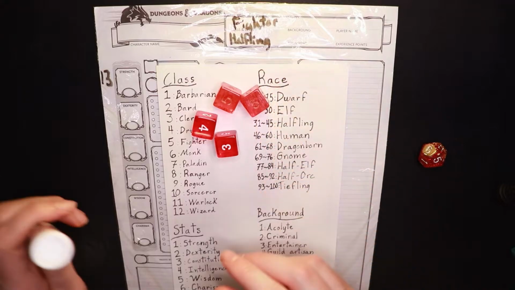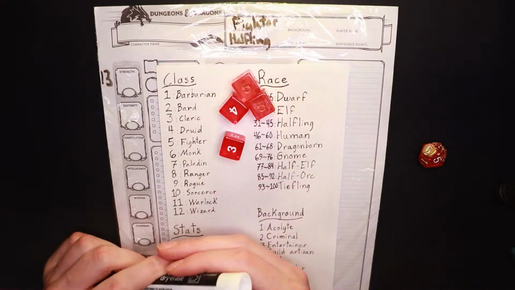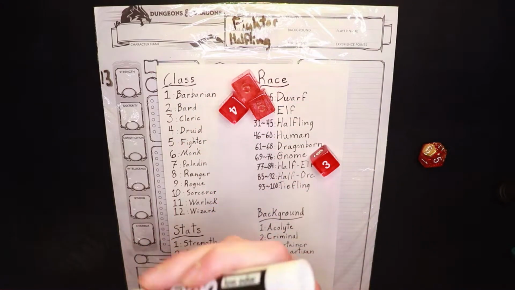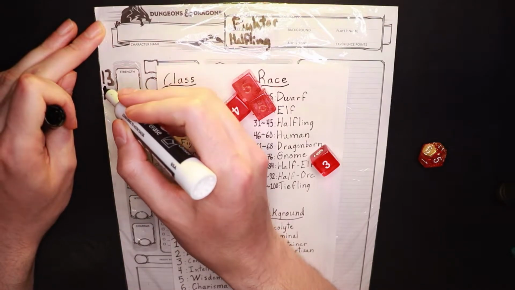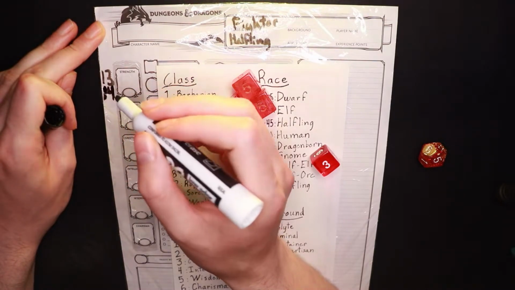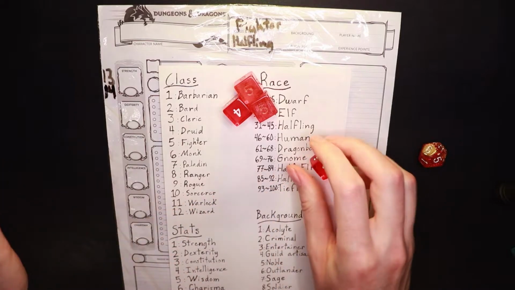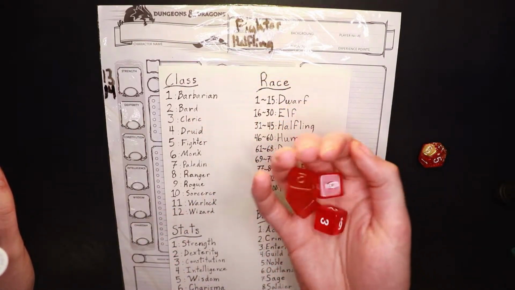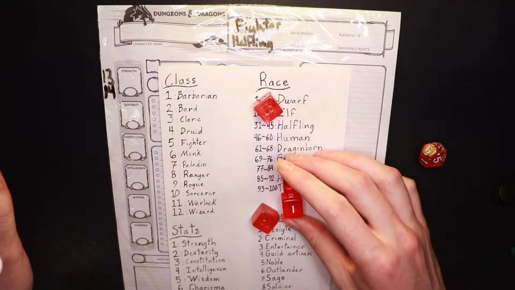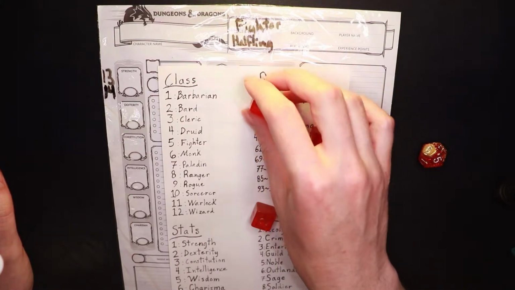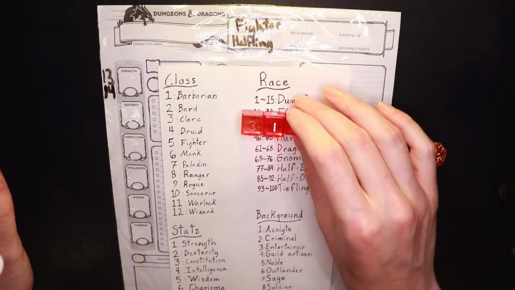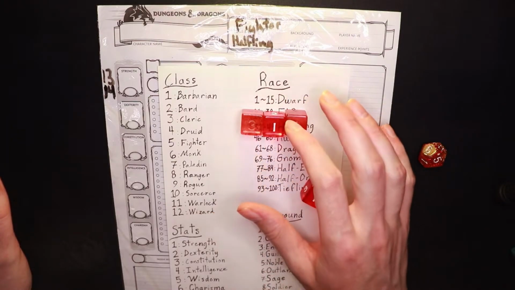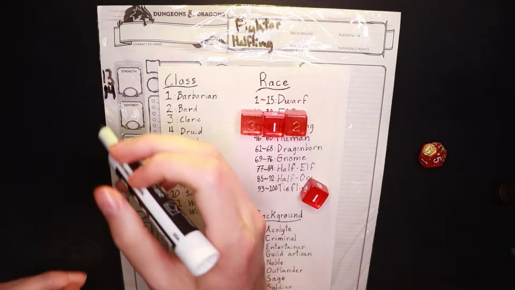So now that's 5, 5, and 4. So that's going to be a 14. We keep rolling. Ooh, that's not good. That's going to be a very weak stat for us. So that's a 6.